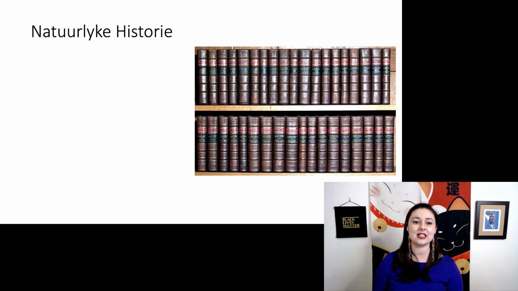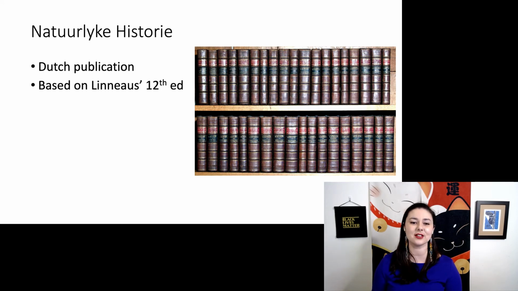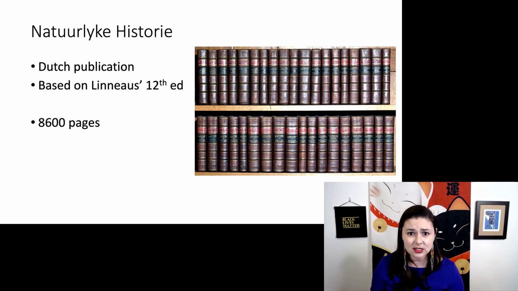Today, this is the Natuurlijke Historie. It's a Dutch publication that's based on Linnaeus's 12th edition, and it's over 8,000 pages. At this point, we're not really putting anything in print anymore because we just have more information coming out all the time, but we have over 1 million species named and described at this point in time.